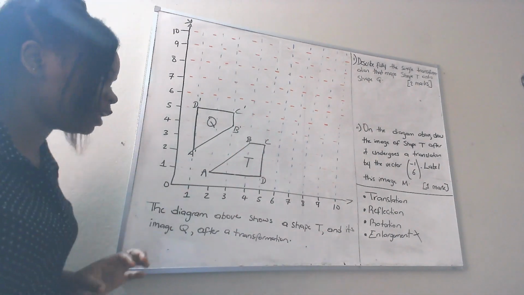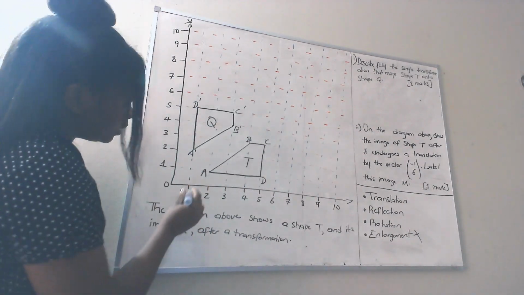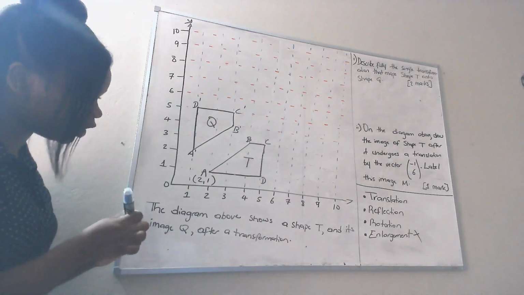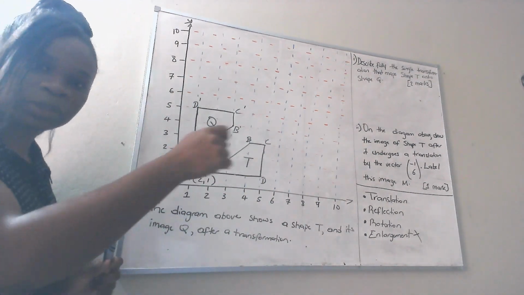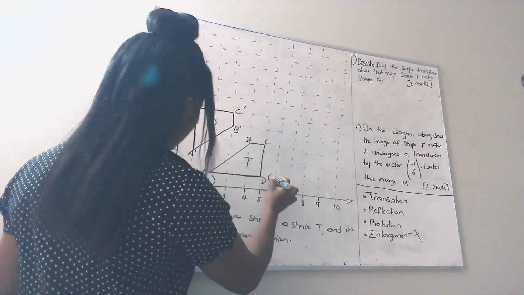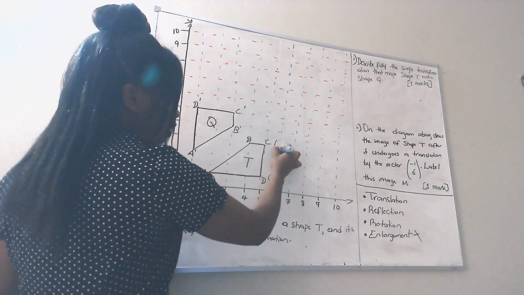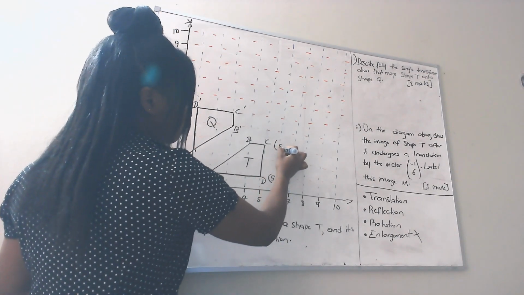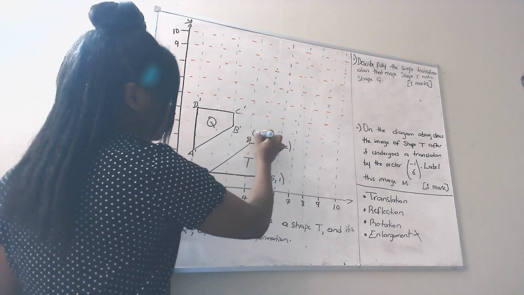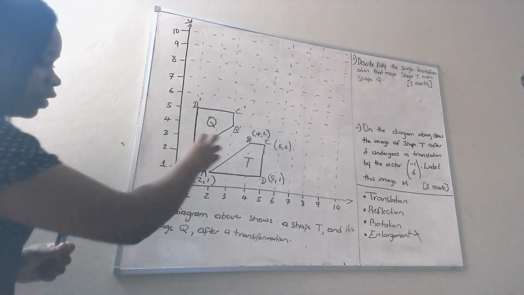We're going to write down the coordinates and see if anything happened to them. So the coordinates of A are 2, 1. You write the x coordinate first, and then the y. So that's how we write them. For D, the coordinates are 5, 1. For C, they are 5, 2. For B, they are 4, 2. And that's it for this shape.